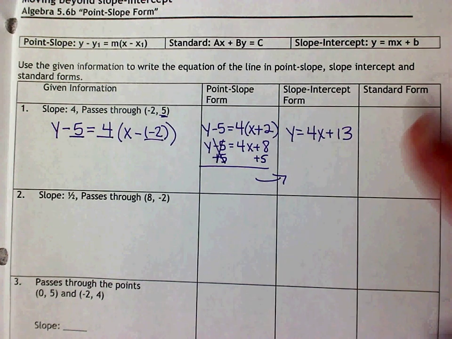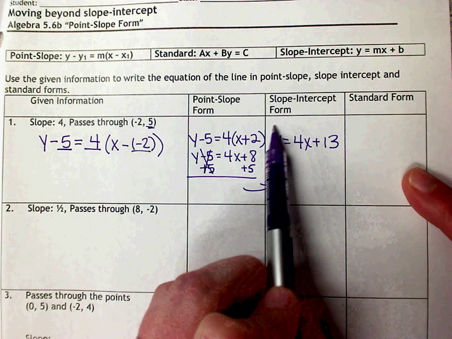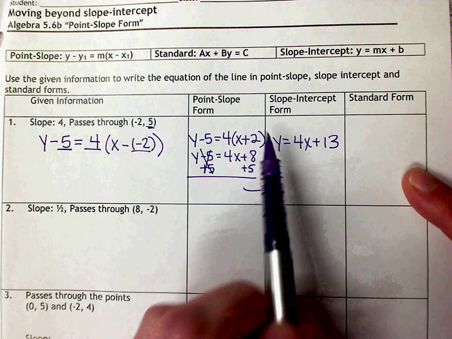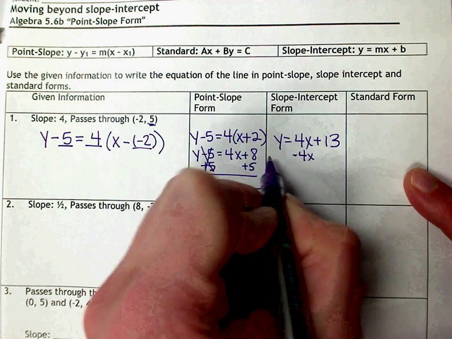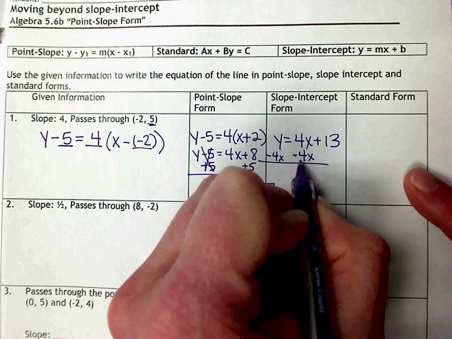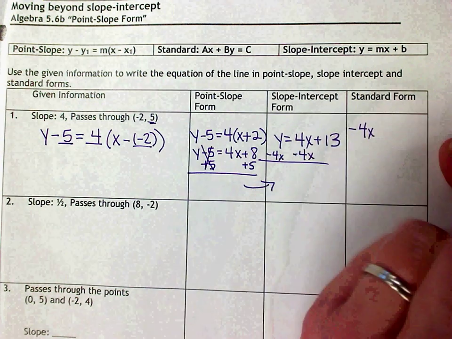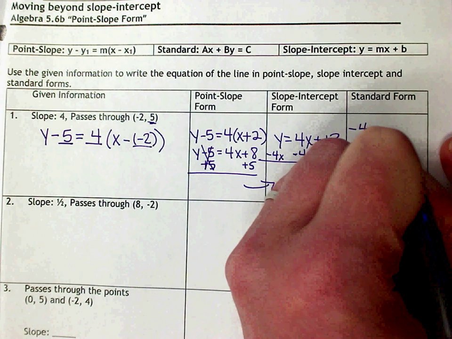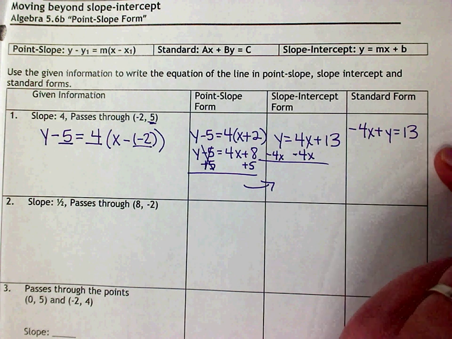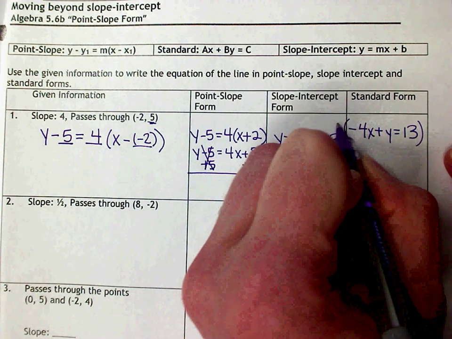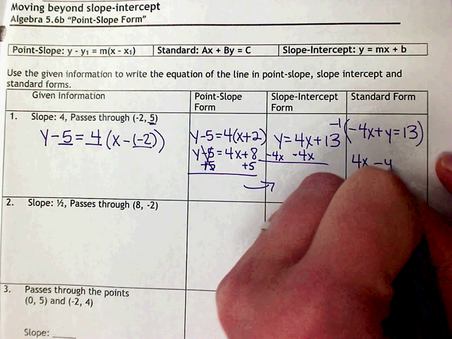And then to get to standard form, you're going to take your x term and since it's positive, we'll subtract it over. So we're going to subtract 4x. Okay, so now we got negative 4x, multiplied by everything but negative 1, so it ends up being 4x minus y equals negative 13.